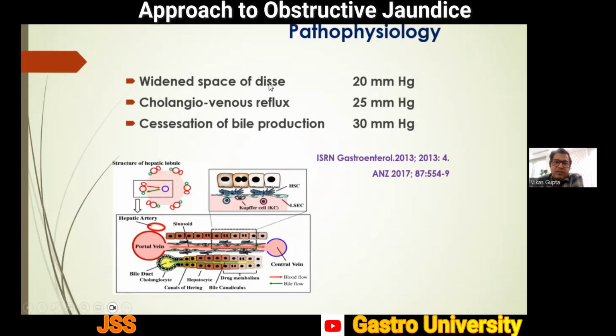So what happens when the pressure goes as high as 20 millimeters of mercury in the bile ducts? There is widening of the spaces of Disse, through which cholangiovenous reflux can occur. At a pressure of 25 millimeters of mercury, the cholangiovenous reflux starts. That means the bile bacteria and the bile salts start pouring, instead of going antegrade into the bile ducts, into the circulation through these widened spaces of Disse. And beyond a pressure of 30, there is total cessation of excretion of bile.